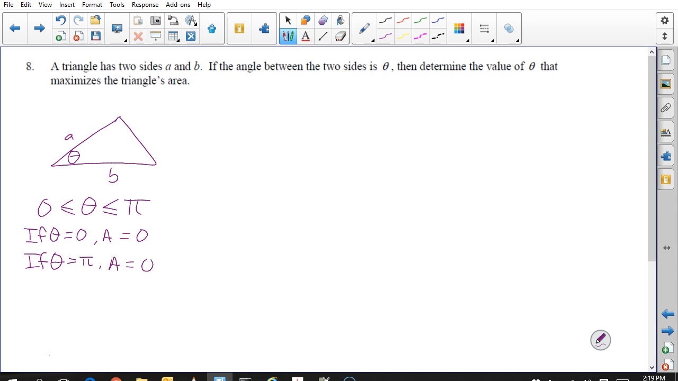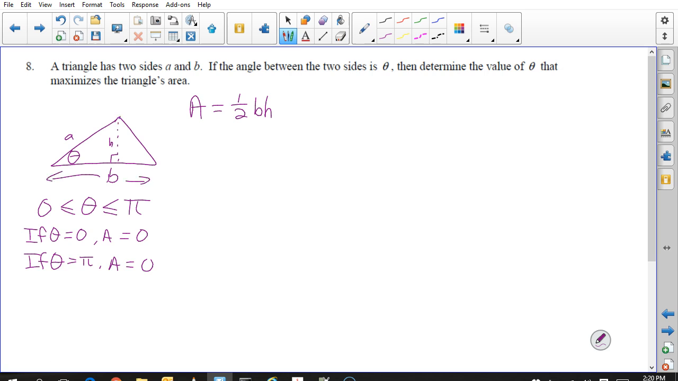But remember, in a max-min problem, we have to look at the extremes and any critical numbers. All right, what do we know about the area of a triangle? One half base times height. So we've got our base, we need a height. Here's our height. But we're going to need our height in terms of the angle theta and the side A, because we chopped the base here. We wouldn't know this length here. We just know this whole length.